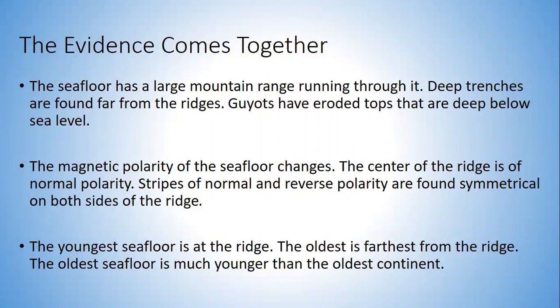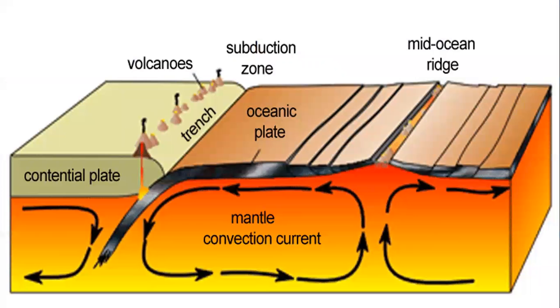They also found that the magnetic polarity of the seafloor changes. The center of the ridge is of normal polarity. Stripes of normal and reverse polarity are found symmetrically on both sides of the ridge. Also, the youngest seafloor is at the ridge. The oldest is further from the ridge. The oldest seafloor is much younger than the oldest continental crust. Scientists needed to be able to explain these observations.